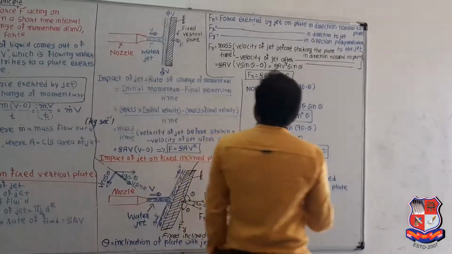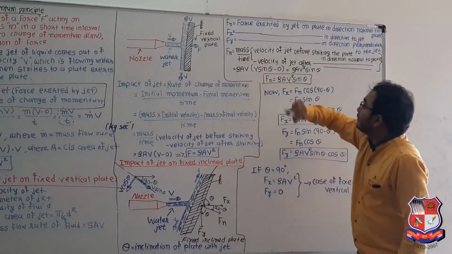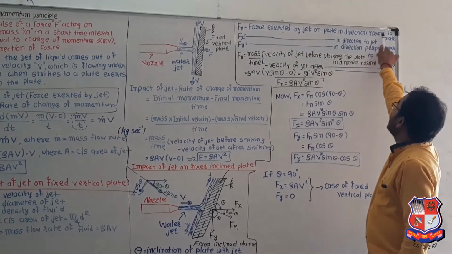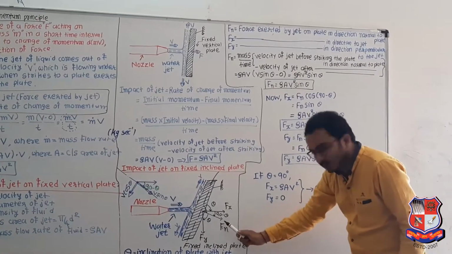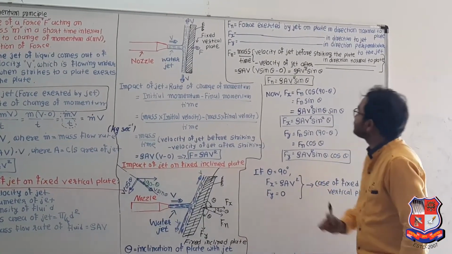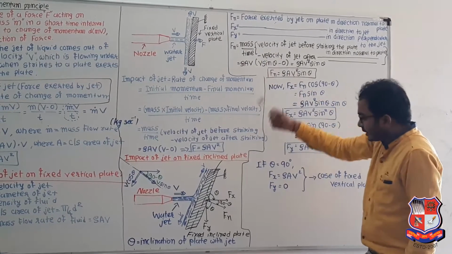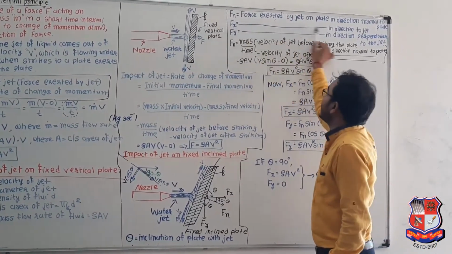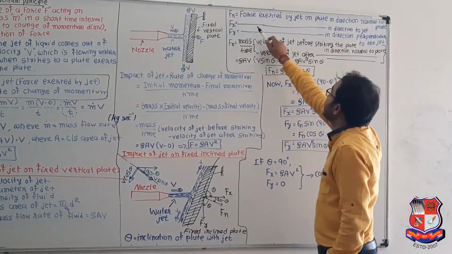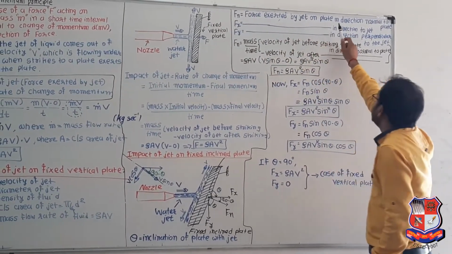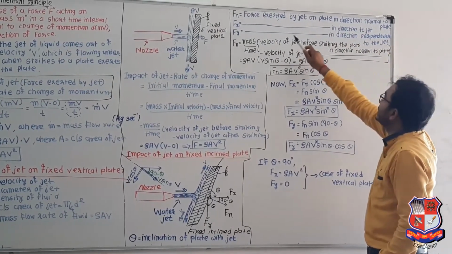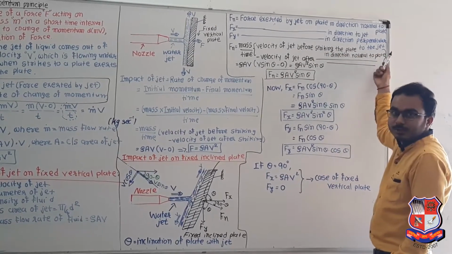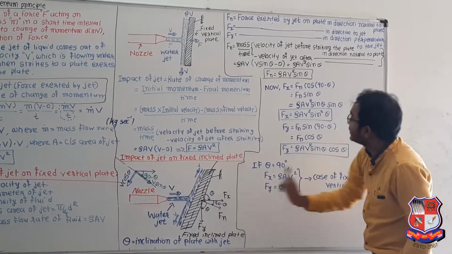Now you need to see here that Fn is what? Force exerted by jet on the plate in direction normal to the plate. So Fn is the force which is acting normal to the plate. Fx is already, I have explained that it is a force in the horizontal direction. See, once I draw a line like this, it follows the same words, that is force exerted by jet on plate in direction of jet, and Fy is the force exerted by the jet on the plate in direction perpendicular to the jet. So these three forces are done.